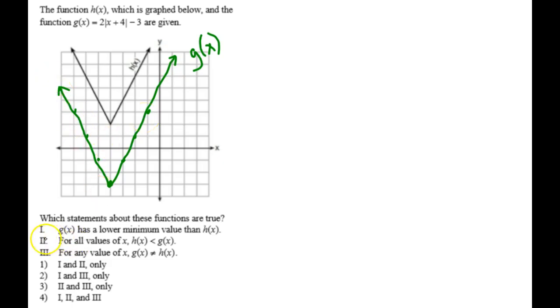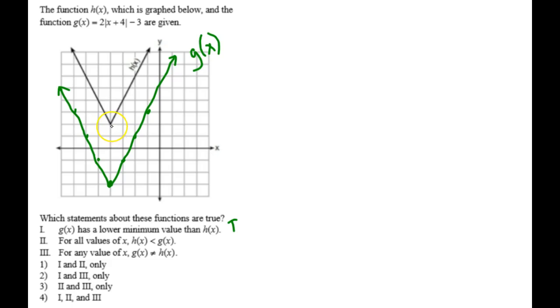Now we want to look at the statements. The first one, g of x has a lower minimum value than h of x. Well, the minimum value of h of x is 2. The minimum value for g of x is -3. So g of x is lower. That would be true. For the second option, for all values of x, h of x is less than g of x. So for all values of x, the y values in h of x are less than the y values in g of x, and that's going to be false.